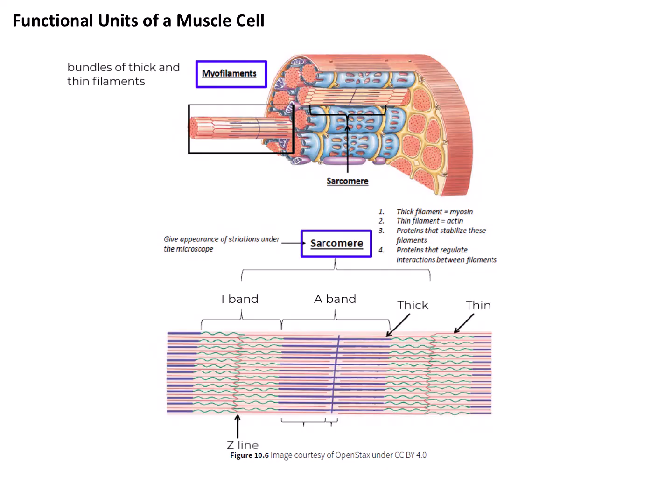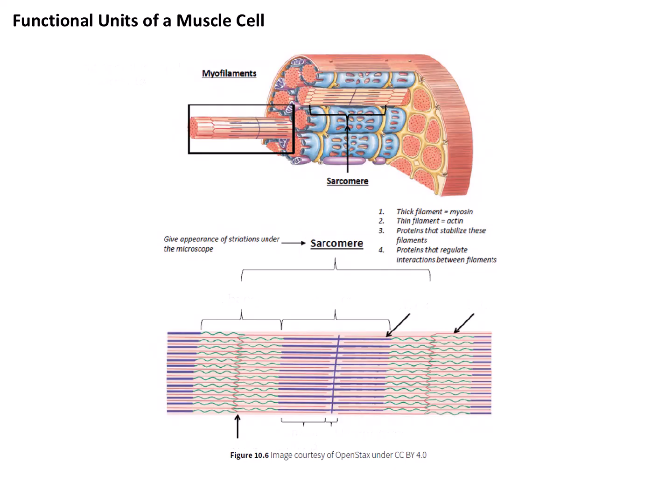The Z line is where the actin filaments are anchored, and the myosin proteins are also anchored to the Z line with stabilizing proteins called titin. The H band, or H zone, is this region that contains thick filaments but no thin filaments. The zone of overlap is where the actin and myosin filaments overlap.